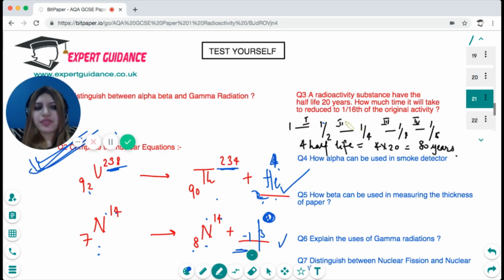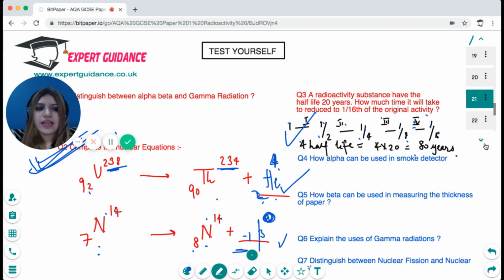For number 3, we start with 1. In 1 half-life, it will be half. Second half-life, a quarter. Third half-life, an eighth. And then fourth half-life, a sixteenth. So for 1/16 of the value, we require 4 half-lives. 1 half-life is 20 years. 4 half-lives is 80 years.